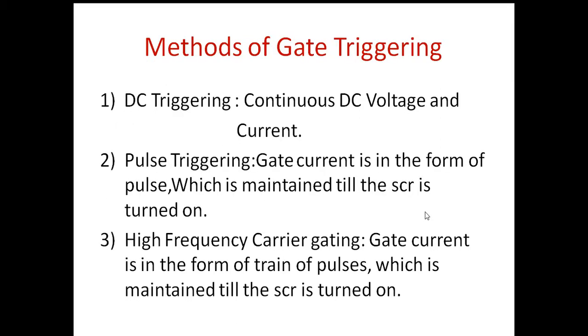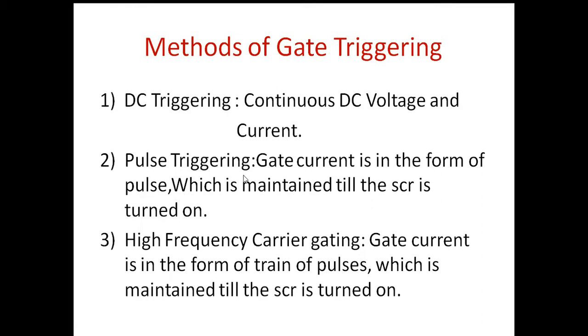Methods of triggering. The different conduction methods, for turning on the SCR, will be three methods: DC triggering, pulse triggering, and high frequency carrier gating. In DC triggering, we are applying a continuous DC voltage and current. Whether or not the device is in conduction, this continuous voltage will be applied across the device.